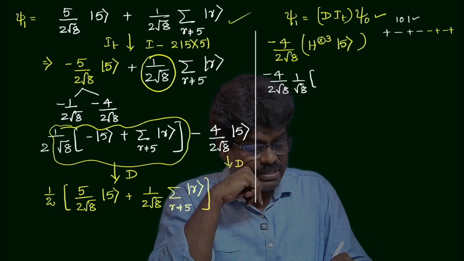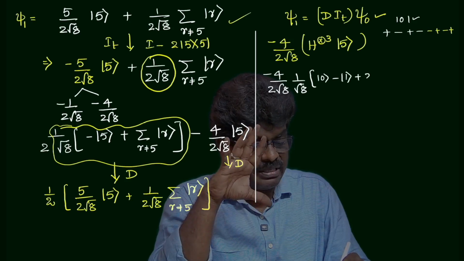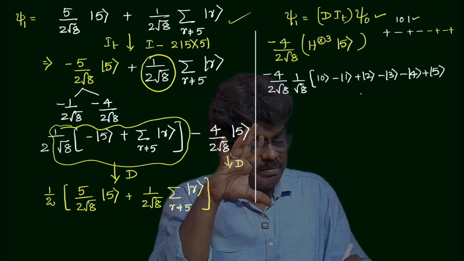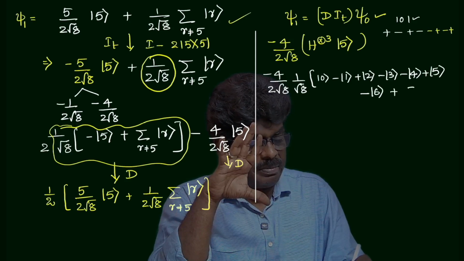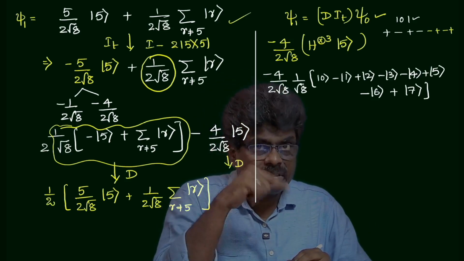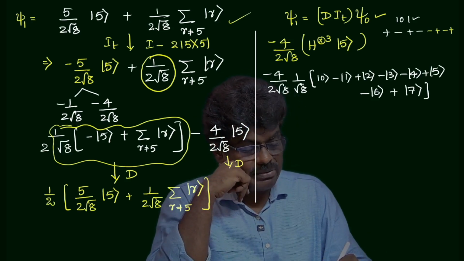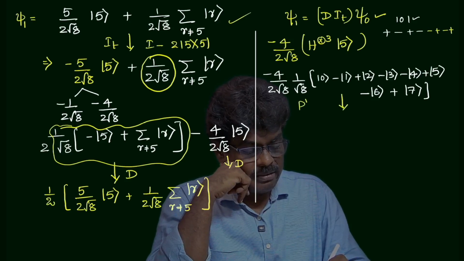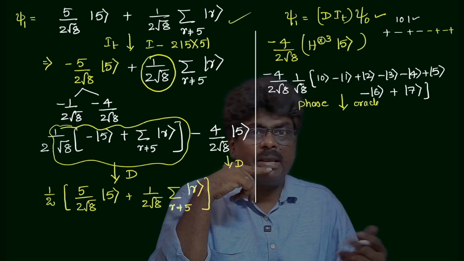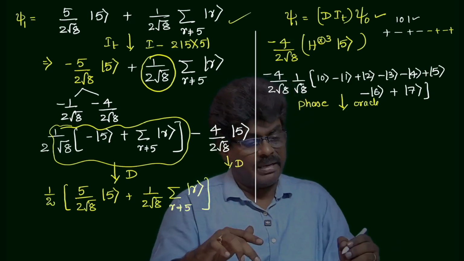So phase factors are here, the 0, minus 1, no need to get tension, plus 2, minus 3, minus 4, plus 5, minus 6, and plus 7. Cool. And after that, phase factor, phase oracle. So I'm taking this as a phase oracle. Then except 0, the remaining states will get a negative.